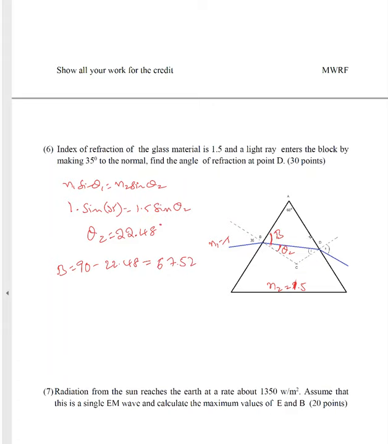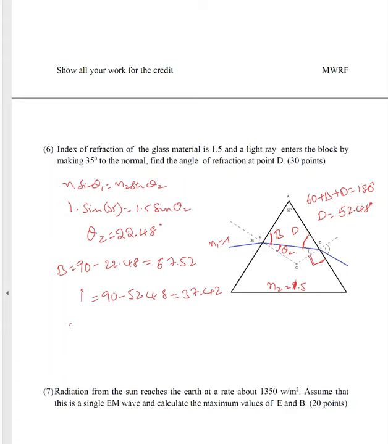Now, since I know B, can we find this angle D right there? So 60 plus B plus D must be 180 degrees. So D must be 180 minus 60, which is 120, 120 minus 67.52. I have D value as 52.48 degrees. Once I know D, can I find I? This angle must be 90 degrees, isn't it? So D plus I must be equal to 90. I equal to 90 minus 52.48. I found that as 37.42.